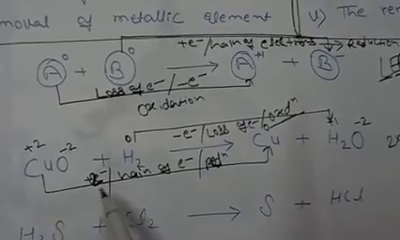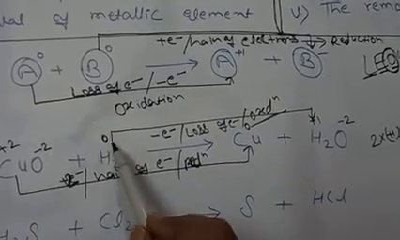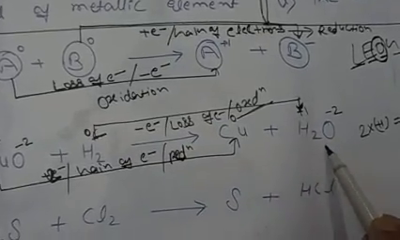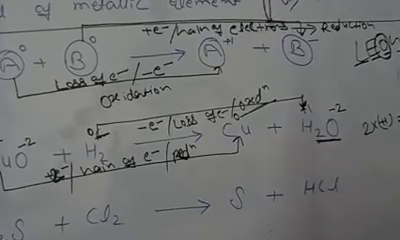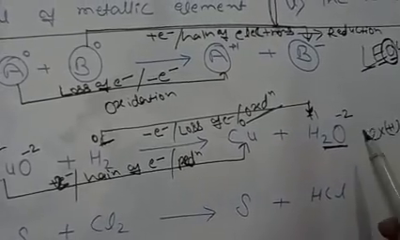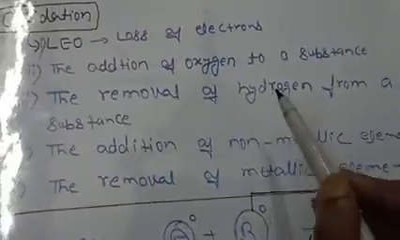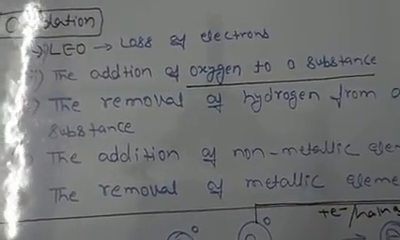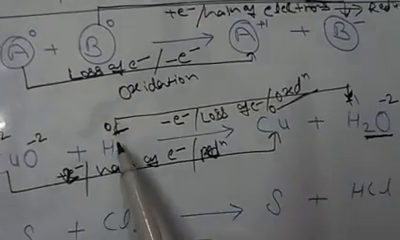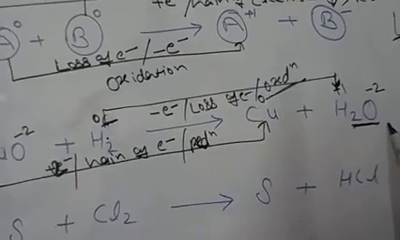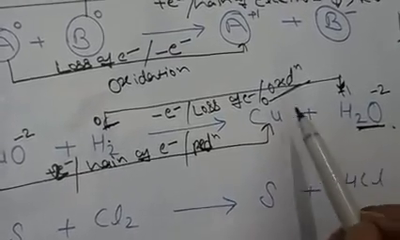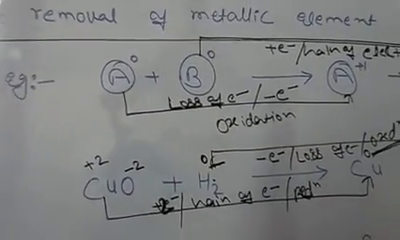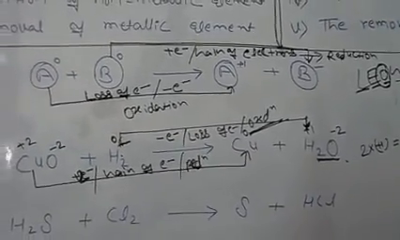Here you can see the addition of oxygen. See, from H2 it now becomes H2O. Now it is the addition of oxygen on the RHS, and addition of oxygen to a substance is called oxidation. So here it is H2 to H2O, here it is the addition of oxygen, so this is oxidation.